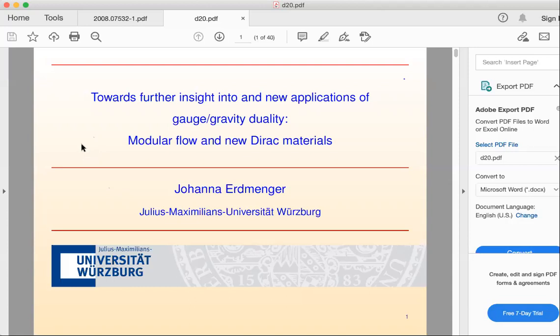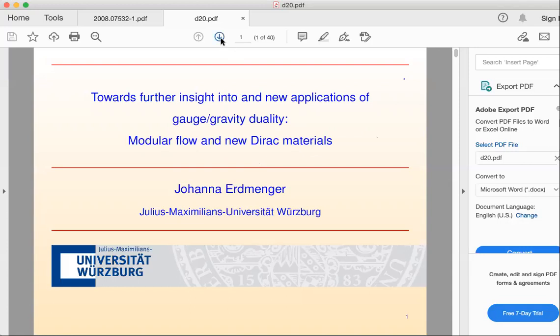So my main area of research is the AdS/CFT correspondence and its generalizations and also various applications of it. Today I'm planning to talk about two somewhat distinct topics. One is slightly more on the mathematical side, which is about this modular flow. Actually, can you see when I use my mouse? Yes. Okay, so the more mathematical part will be about the modular flow, and the second part will be more condensed matter physics oriented towards new Dirac materials.